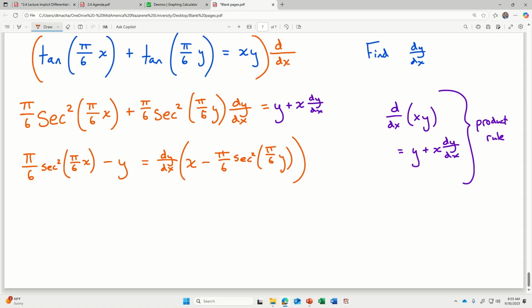So in this step, we went ahead and subtracted this free floater y from both sides. And I had an x on the right-hand side. I also subtracted this part, the pi over 6 secant squared and so on, on the right-hand side. So it moves over and becomes negative to the right side when we subtract that from both sides. And then the last thing I did is I went ahead and factored out the dy/dx, because both of these terms had a dy/dx.